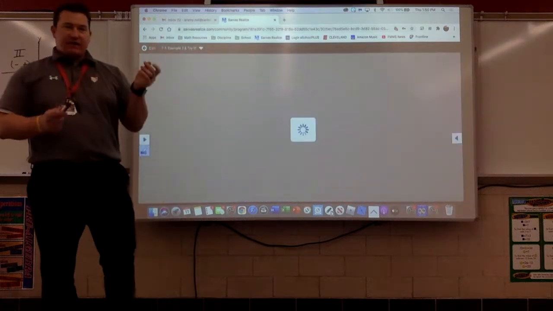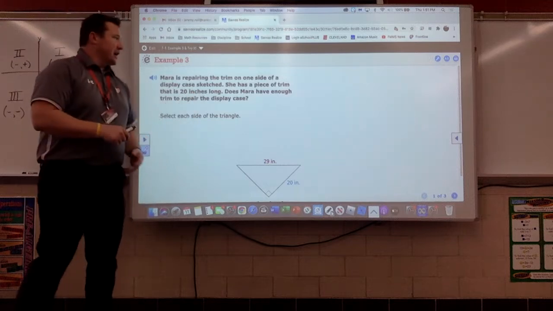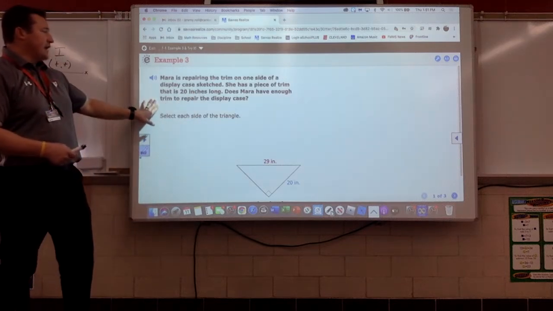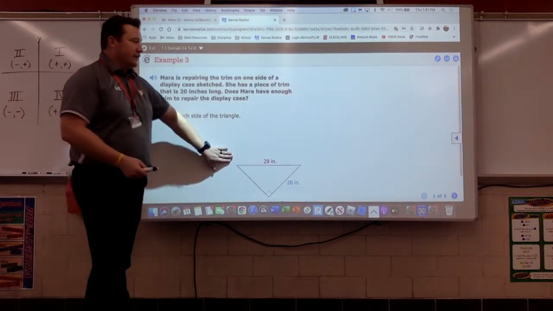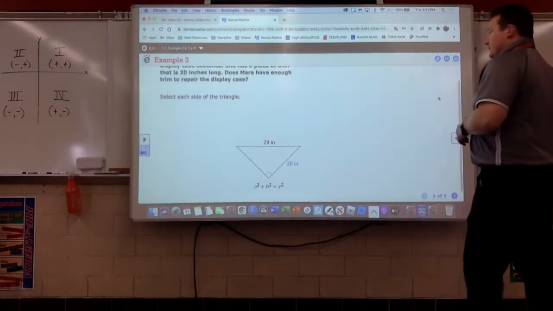Do you think they would ever give me one leg and one hypotenuse? Chances are pretty good they would do that, right? And that's what they've done here, okay? So again, it says select each side of the triangle.